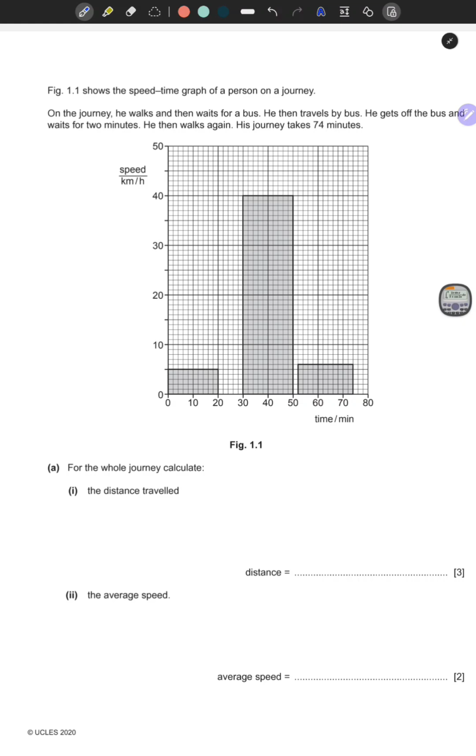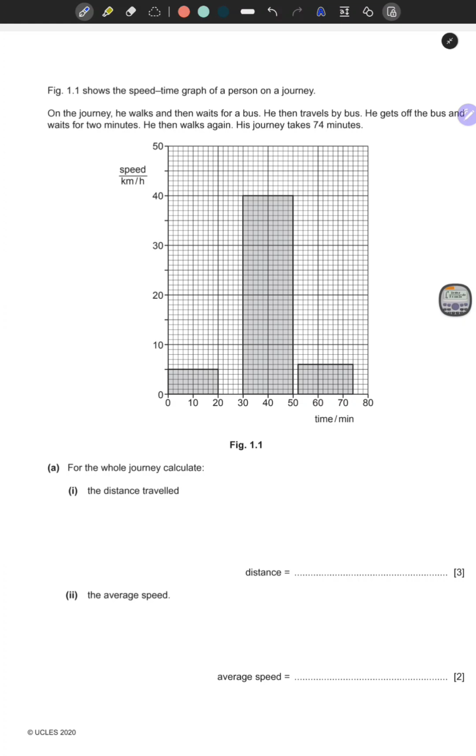Okay. Figure 1.1 shows the speed time graph of a person on a journey. On the journey, he walks and then waits for a bus. He then travels by bus. He gets off the bus and waits for 2 minutes. He then walks again. His journey takes 74 minutes. Okay, this is the figure. A, for the whole journey, calculate the distance traveled. And for the next one, the average speed.